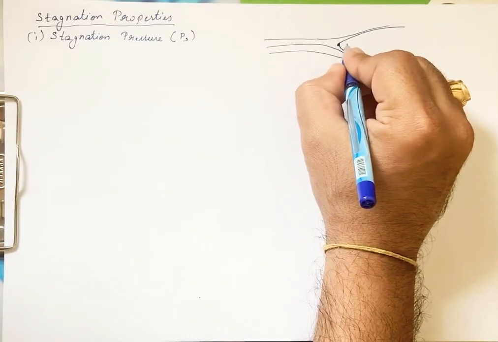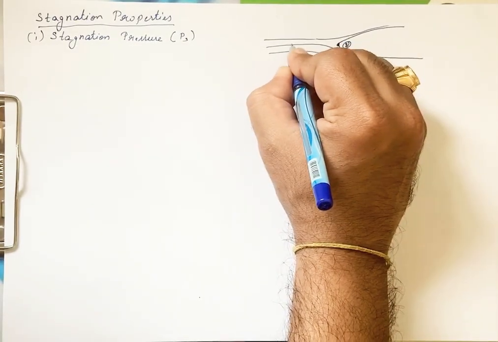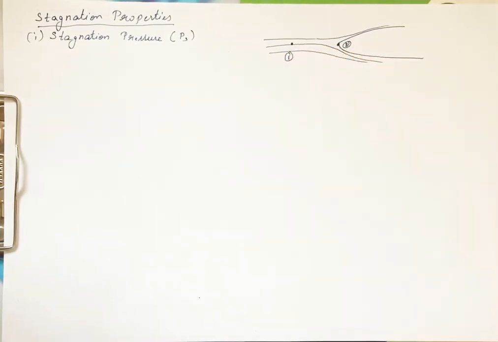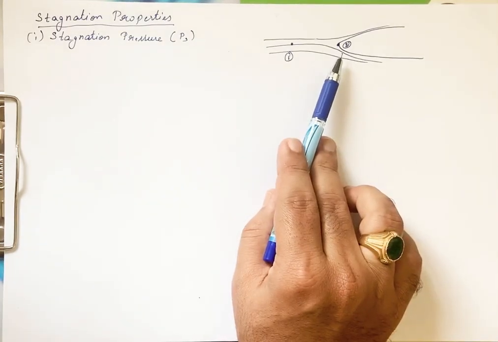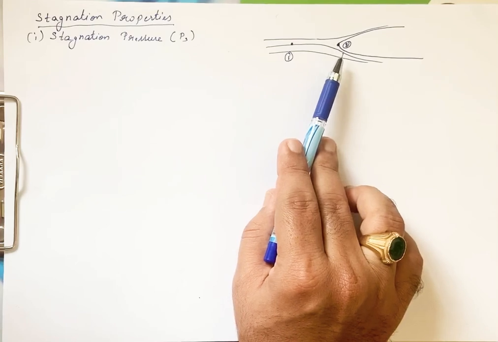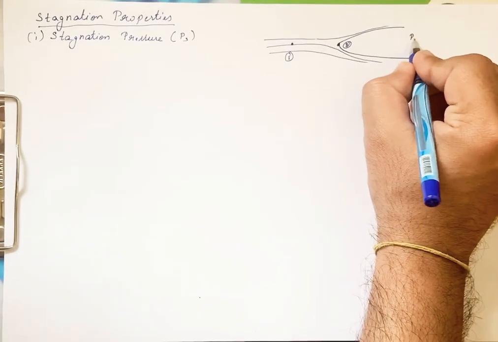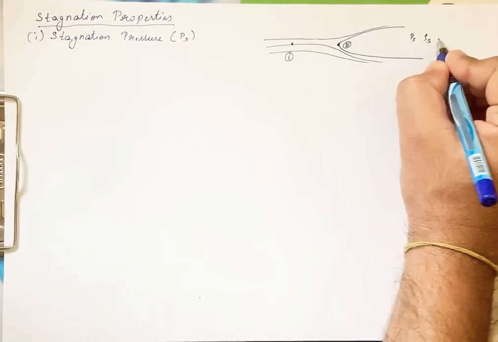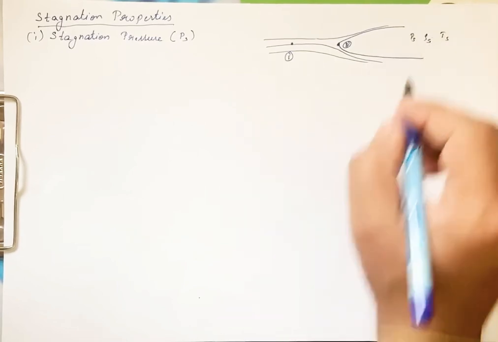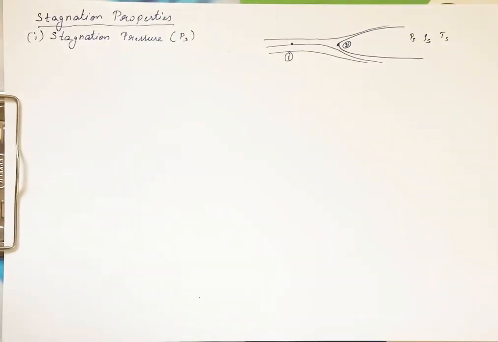Let us say point 2 is the stagnation point, and point 1 is the point where the fluid is flowing. The values of pressure, density, etc. at point 2 are called stagnation pressure, stagnation density, stagnation temperature, etc. They are denoted by ps for stagnation pressure, rho s for stagnation density, and Ts for stagnation temperature.